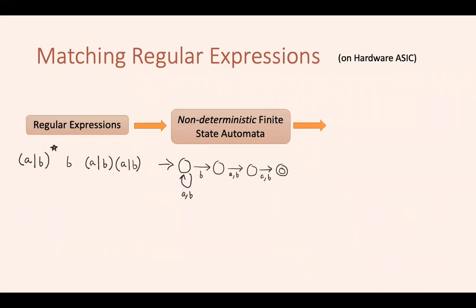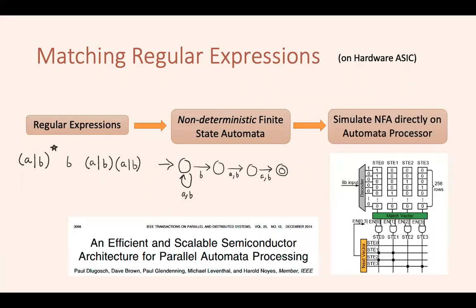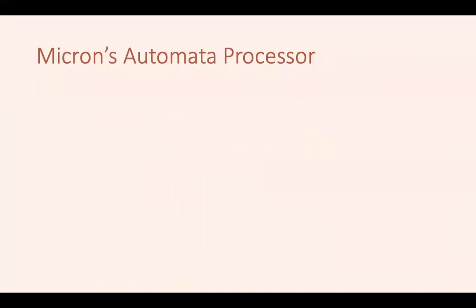Here is a third possibility in which we have an NFA, and we would like to directly simulate that on what I'm going to call the automata processor. This idea was first introduced in this paper in 2014 by Dlugosz et al. And this is the framework which I will mostly focus on for today. So let's look at this idea in some more detail. Automata processor is a nice name.